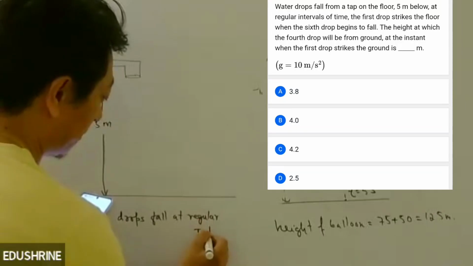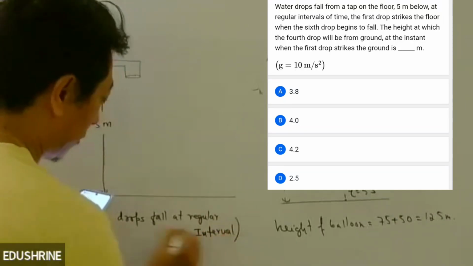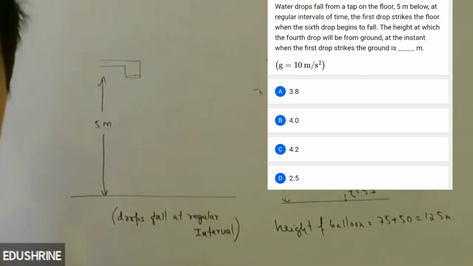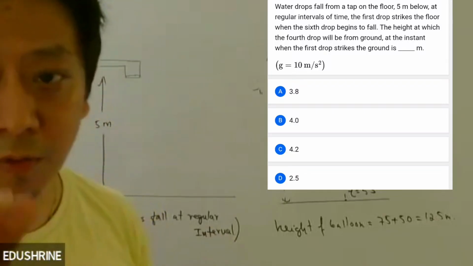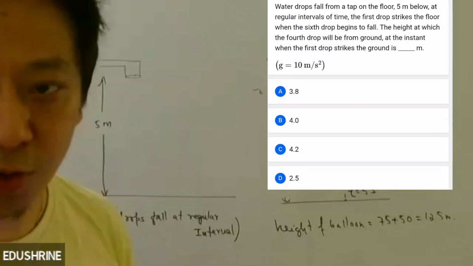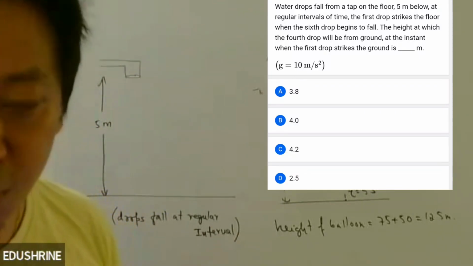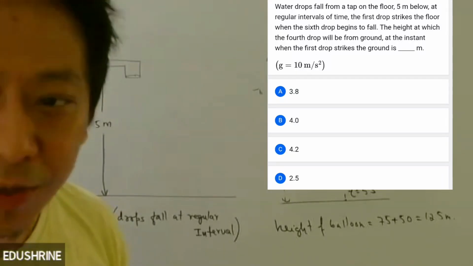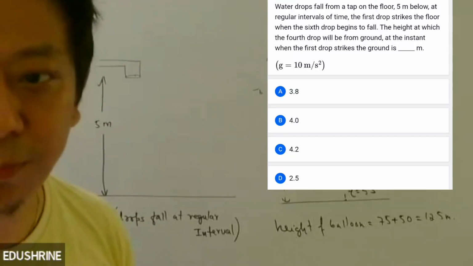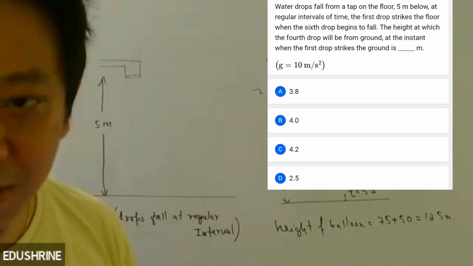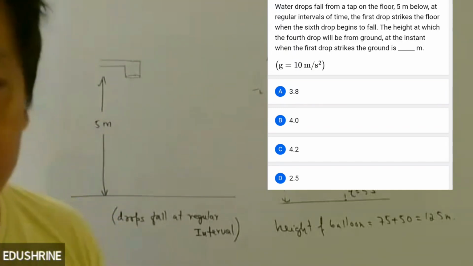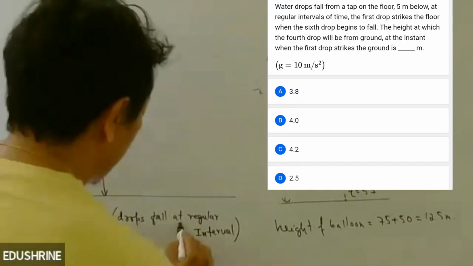That is very important. Regular interval means, let's say I'm dropping after 2 seconds. So one drop, then after 2 seconds, one more drop starts. Then 2 seconds, one more drop starts, like that. Or let's say 0.5 seconds. So the first drop starts, after 0.5 seconds one more drop starts, after 0.5 seconds one more drop starts, like that. So regular interval.